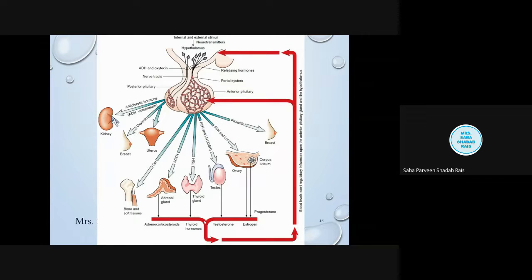Now, all these hormones have an effect on their particular gland. So imagine if the particular hormone does not reach that particular gland, or overstimulates the gland, that gland will cause a lot of disturbance, and that will create a disorder.